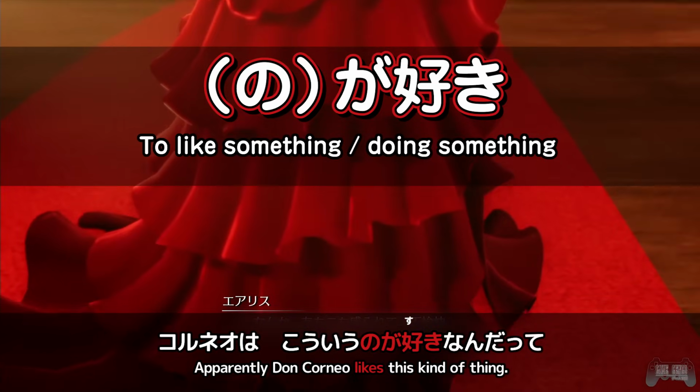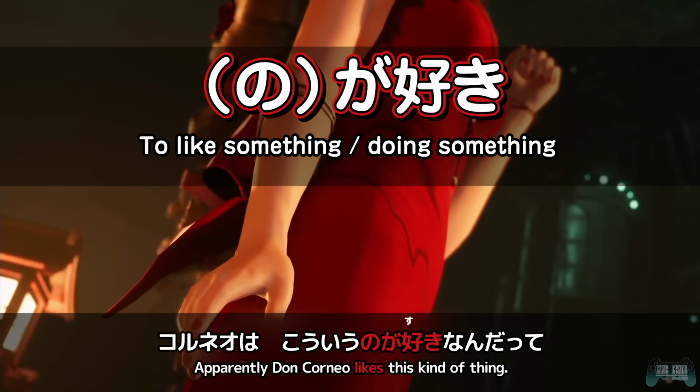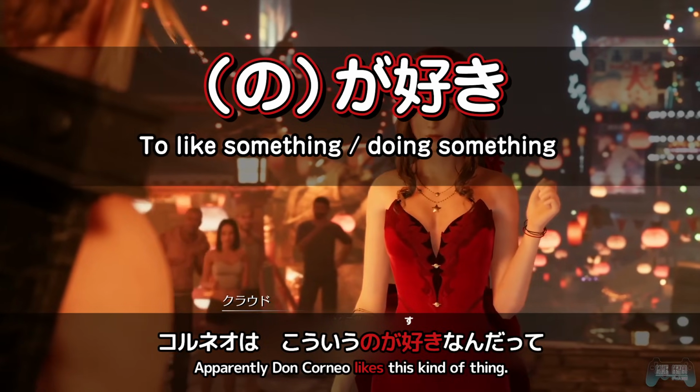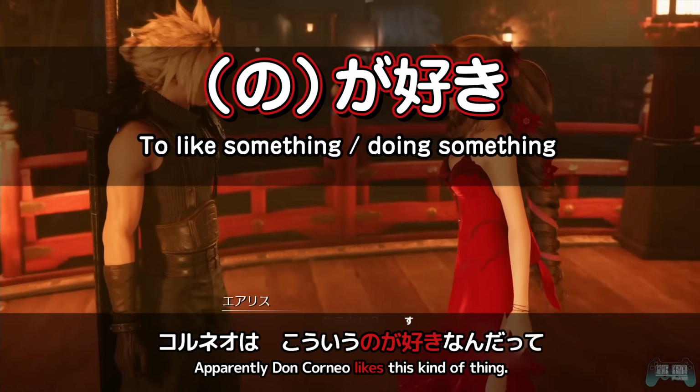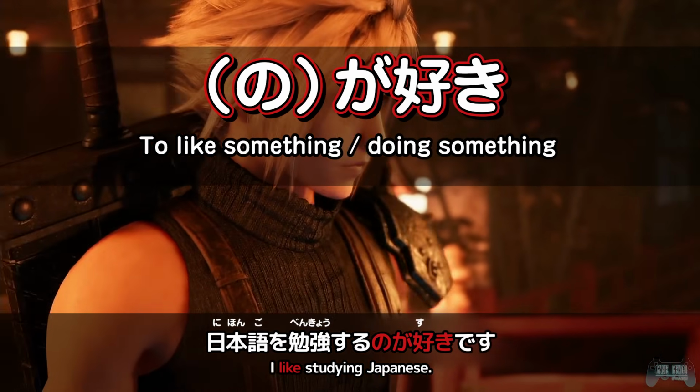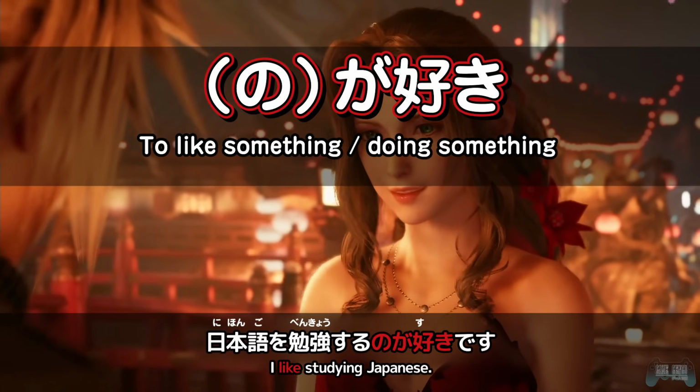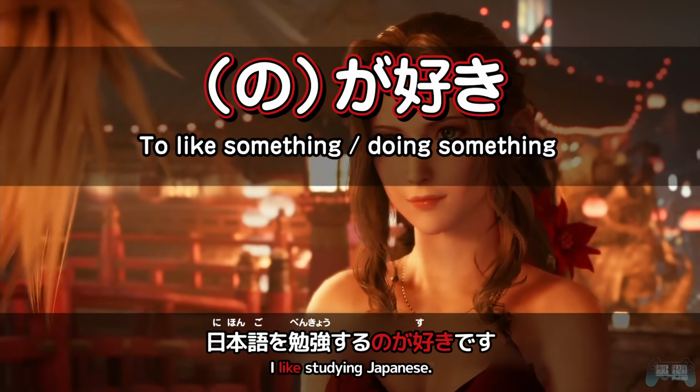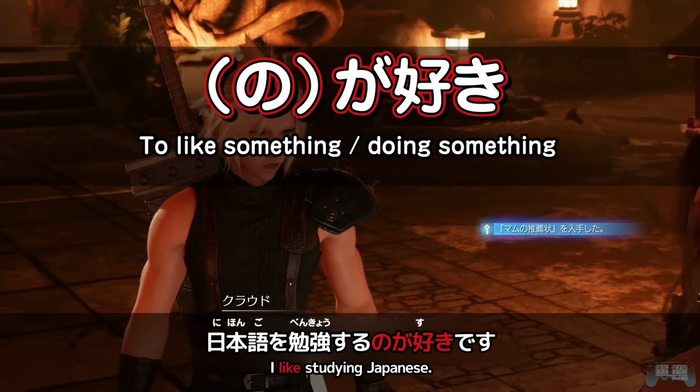No ga ski. We can also use this pattern no ga with ski, meaning to like, to show what you like doing. So if you like studying Japanese, you could say 勉強するのが好き. Or you could simply drop the no and talk about nouns that you like with ga ski.